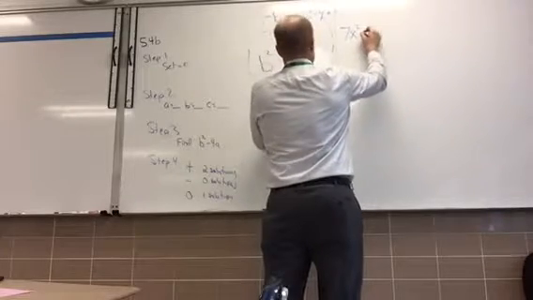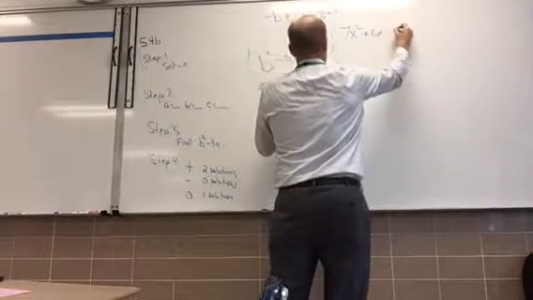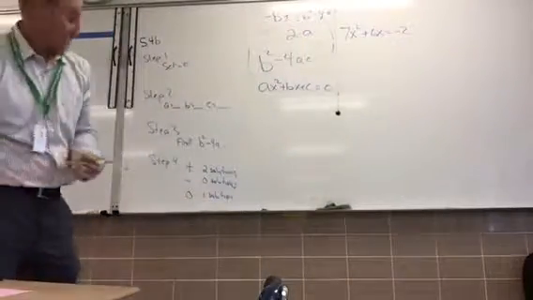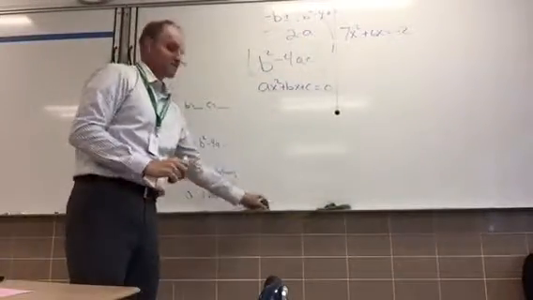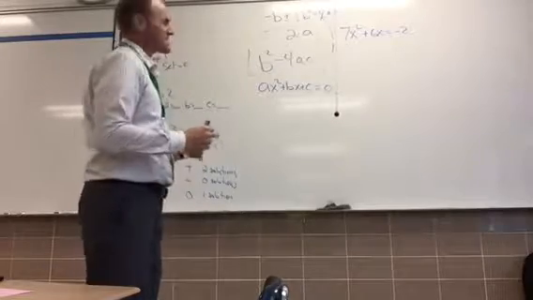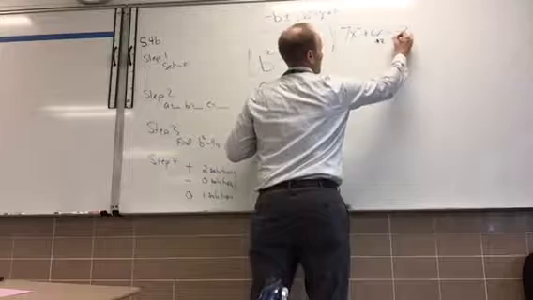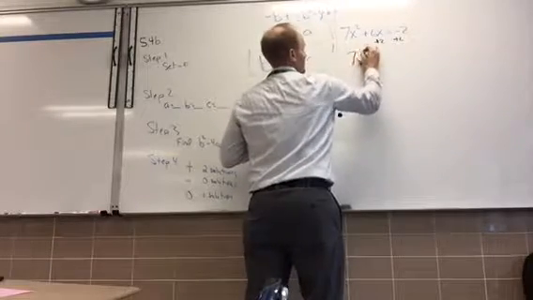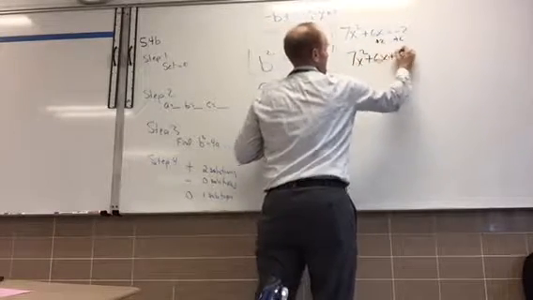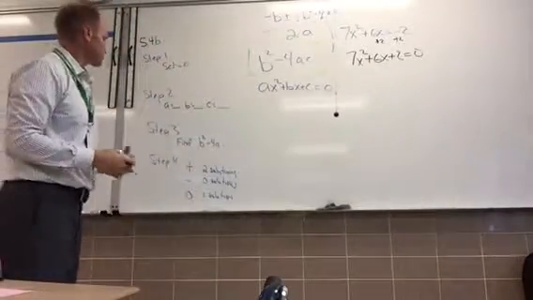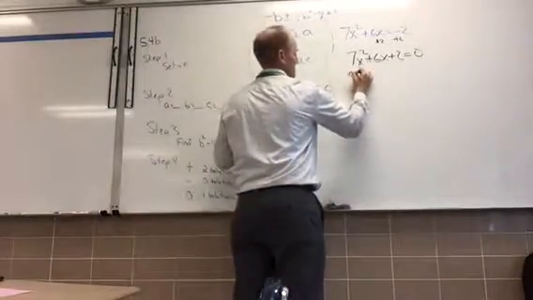So 7x squared plus 6x equals -2. So step 1, I need to set this equal to 0. It's not equal to 0 yet, but if I add 2 to both sides, 7x squared plus 6x plus 2 equals 0. Now I can go to step 2. I can identify my A, B, and C.